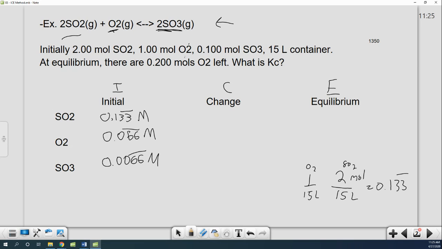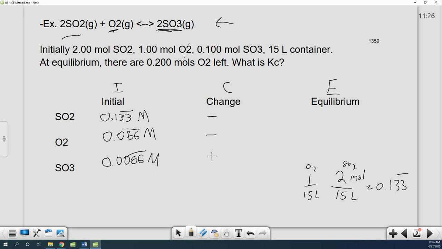Usually that's the case. Sometimes it goes the other way. Like if I gave you 0 reactants and just a ton of sulfur trioxide, you might see it go backwards. But in this case, you can tell from the numbers, we're going to be using up oxygen. So oxygen is going to go down, which means sulfur dioxide is going to go down. Our reactants are going to go down together, and we're going to form sulfur trioxide.